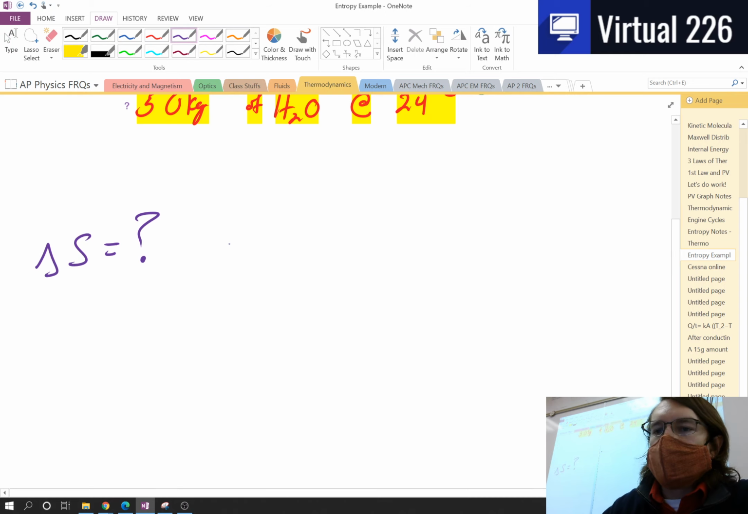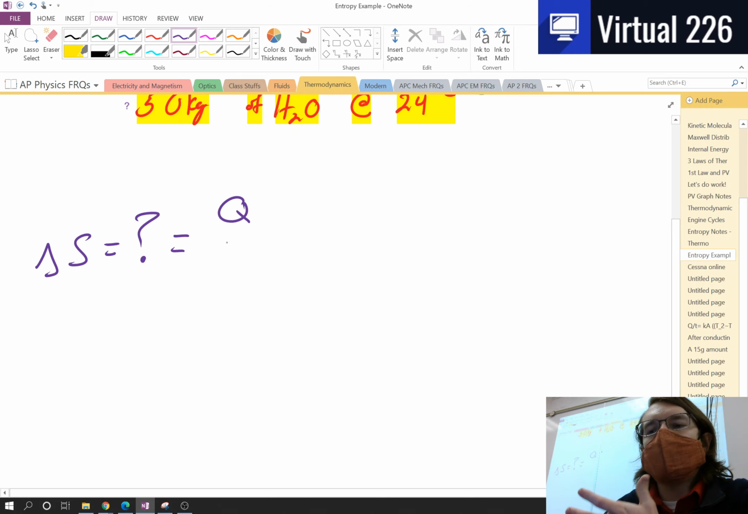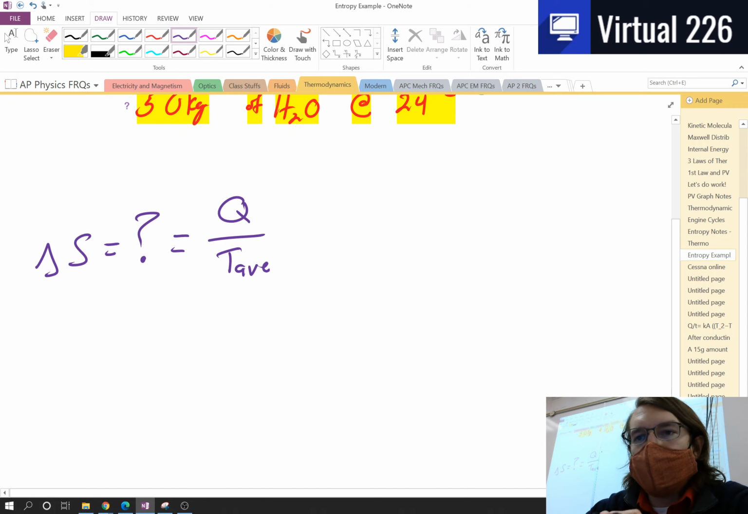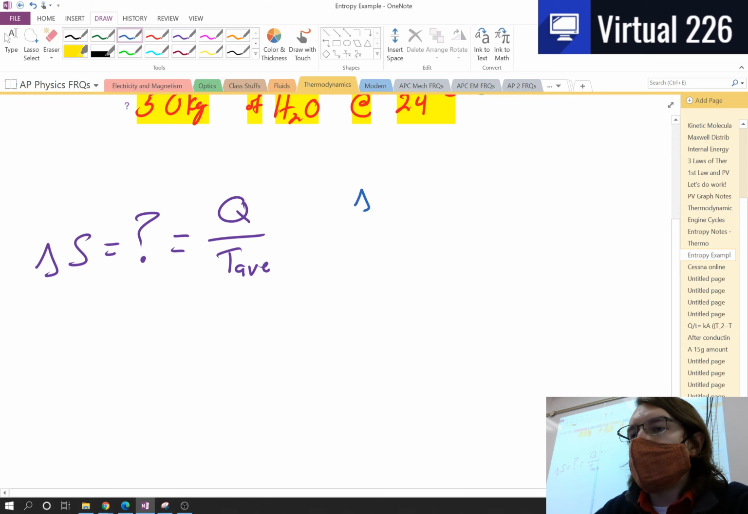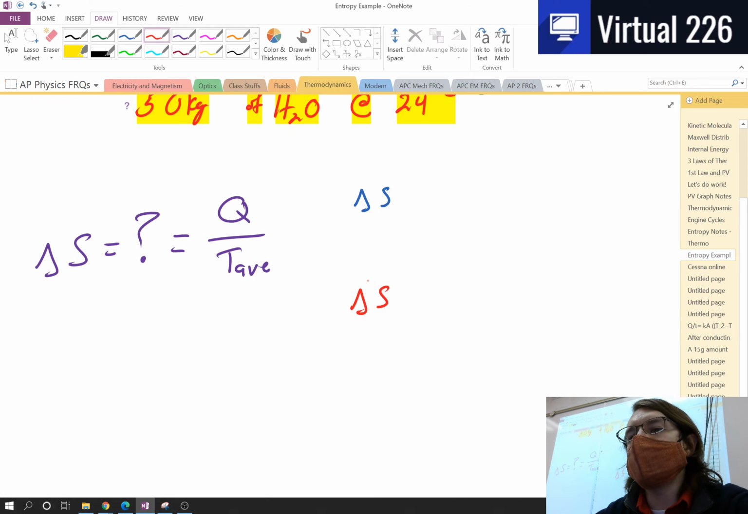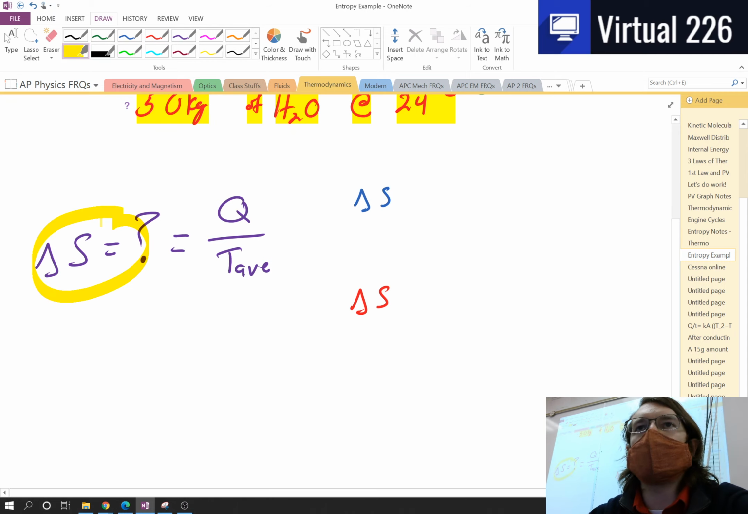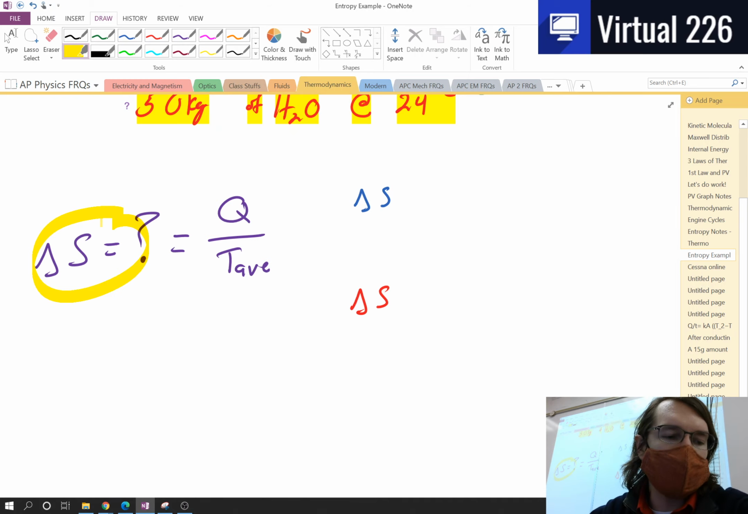We know that a delta S, a change in entropy, is equal to a Q, some heat, divided by an average temperature. And in our scenario here, we're actually going to have 2 changes of entropy. We're going to have a delta S for the cooler water and a delta S for the hot water, the 24 degrees Celsius. And it's only these 2 delta S's added together that will give us our total change of entropy of the system. So we need to find both delta S's and simply add them together.